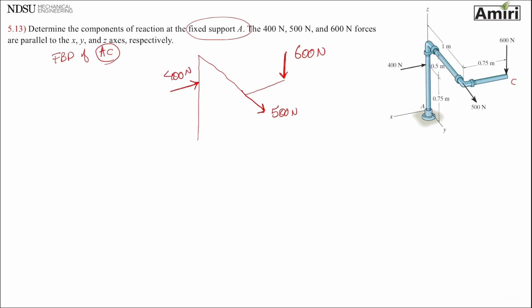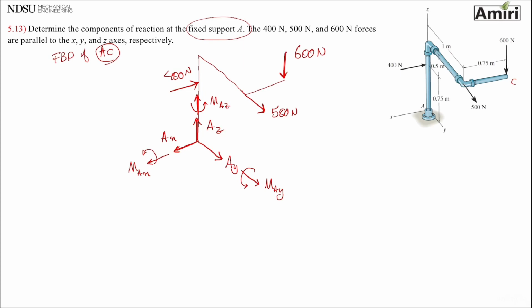If you remember from previous examples, a fixed support does not move in X, Y, or Z, and it does not rotate about X, Y, or Z. So that means we have to put a force and a moment in all directions. So it needs AX and moment of A about X. It has AY and moment of A about Y axis. It has AZ and it has moment of A about Z axis.